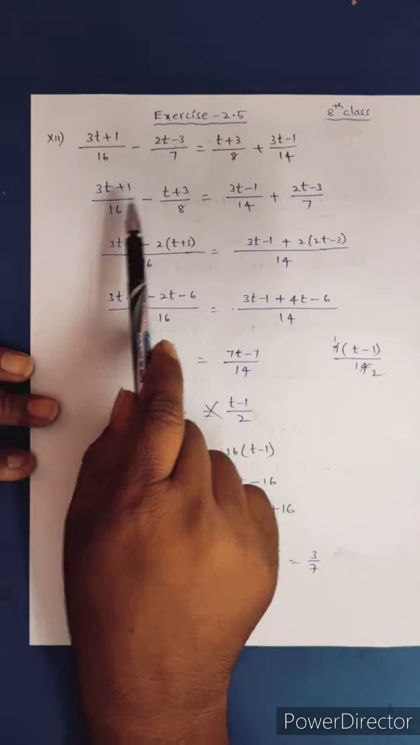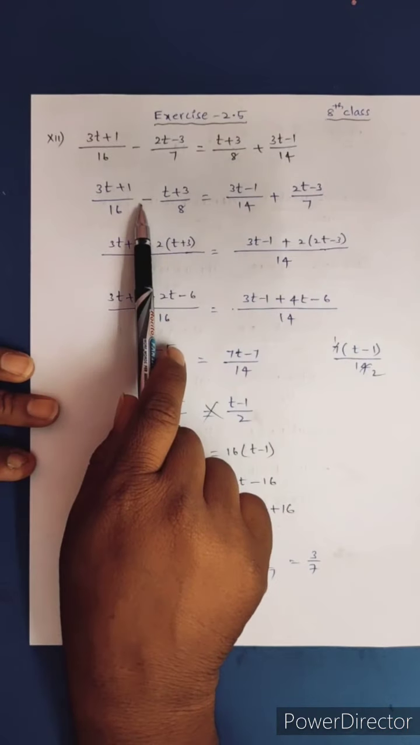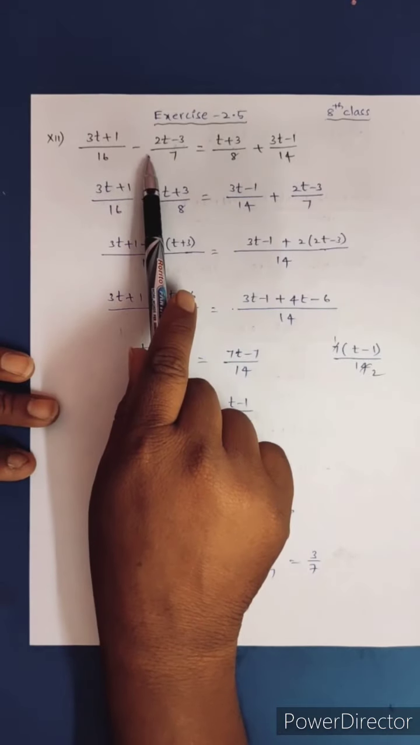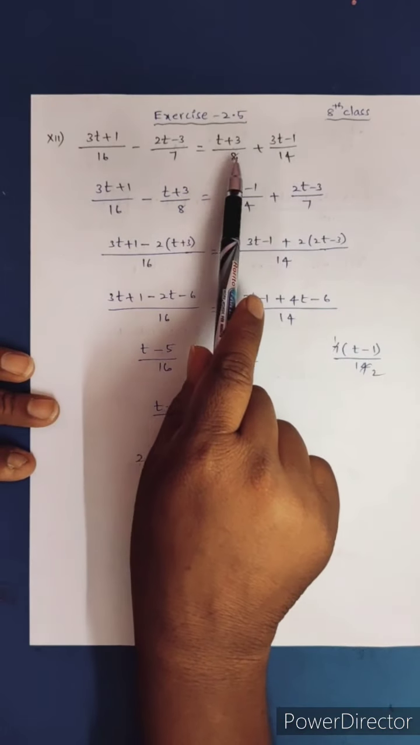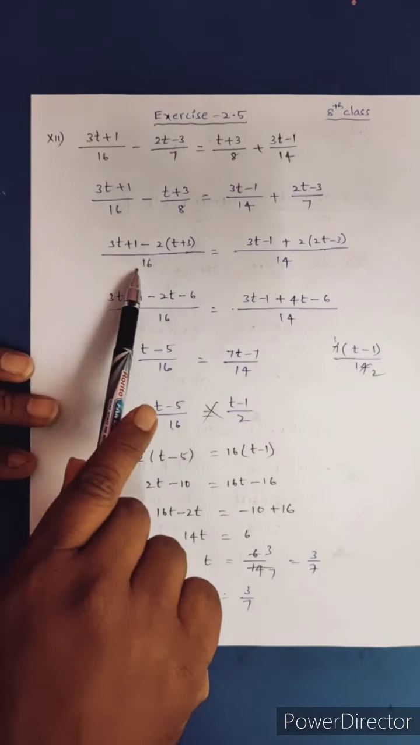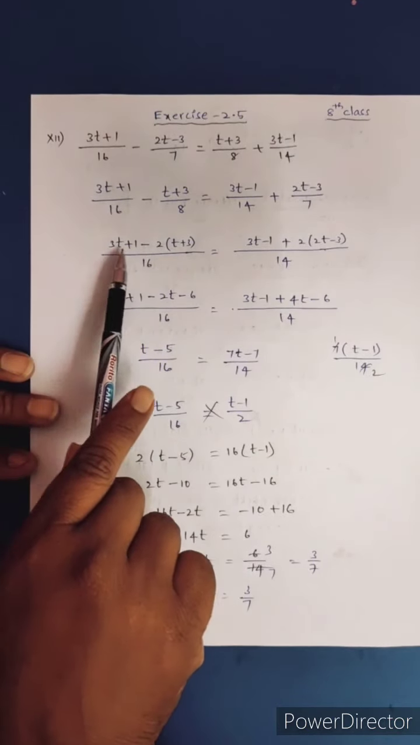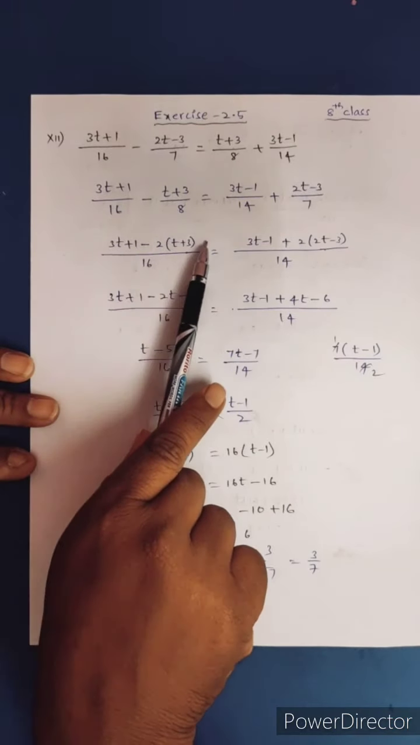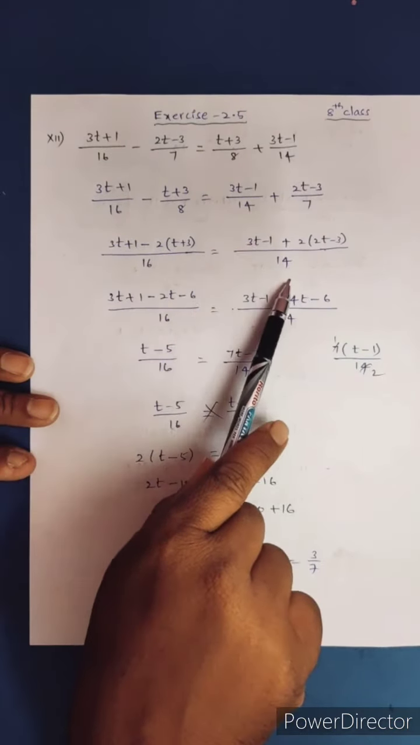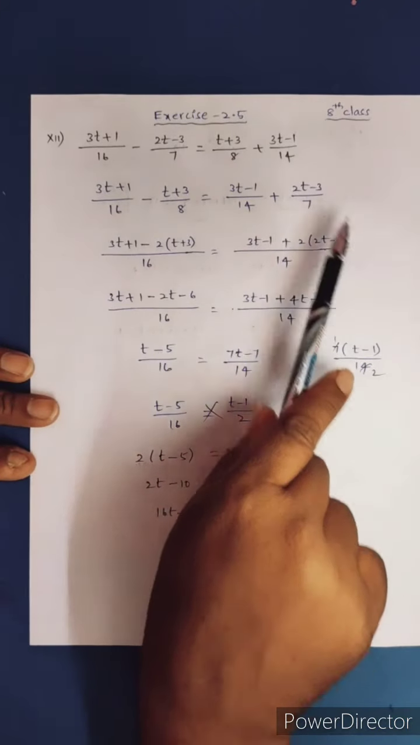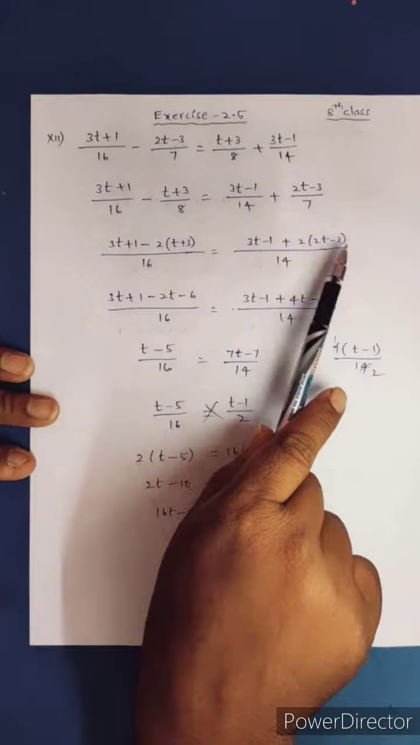3t plus 1 by 16, take this 8 is equal to this side. Send 2t minus 3 by 7 is equal to that side. Doing here subtraction, is equal to that side addition. Doing here addition, is equal to this side subtraction. 16 8 LCM 16. So direct 3t plus 1 minus 8 2s are 16. 2 of t plus 3 is equal to 14, 14 same. 3t minus 1 plus 7 2s are 14. 2 into 2t minus 3.